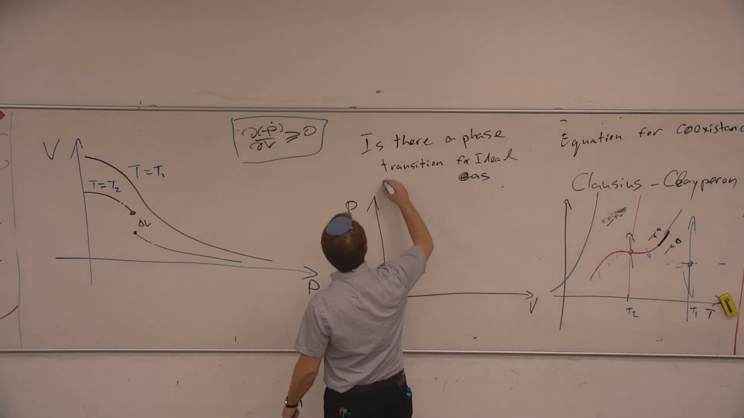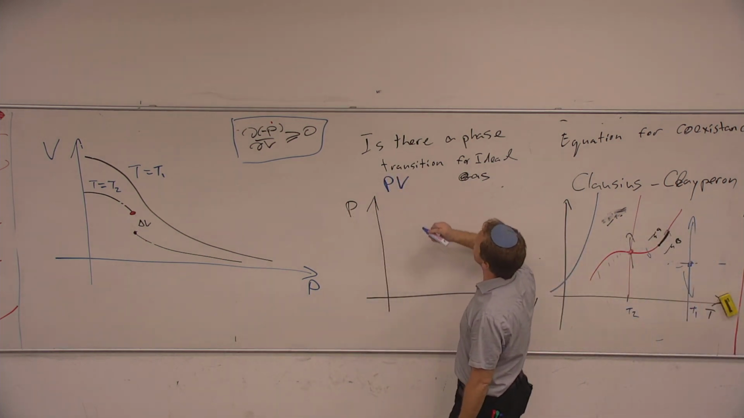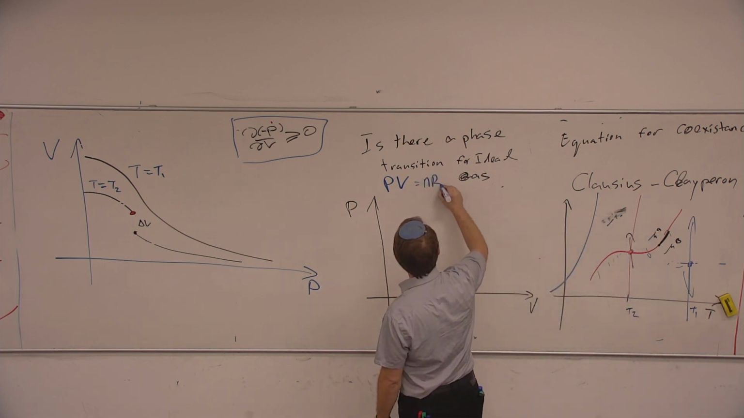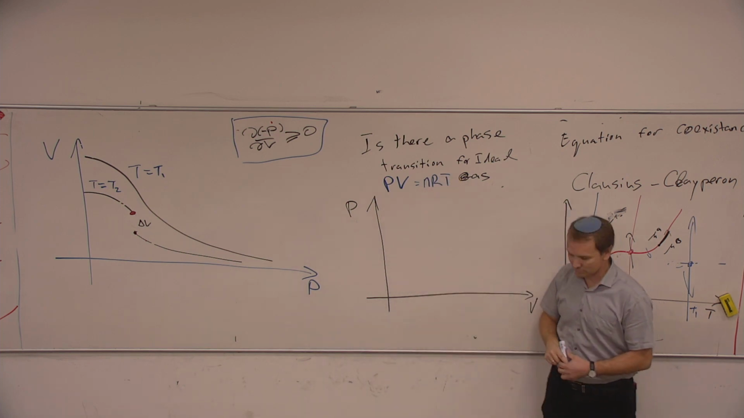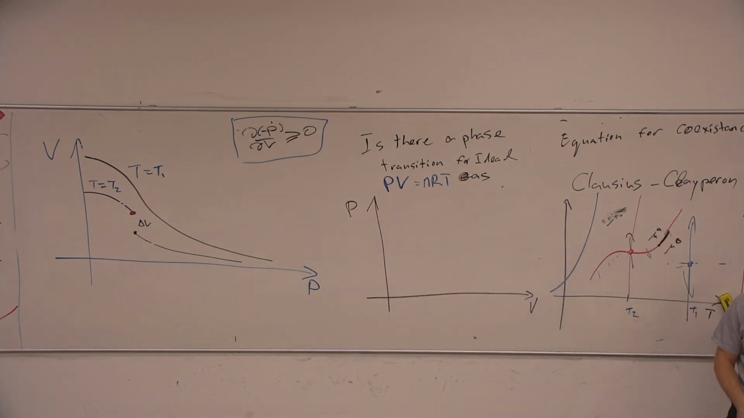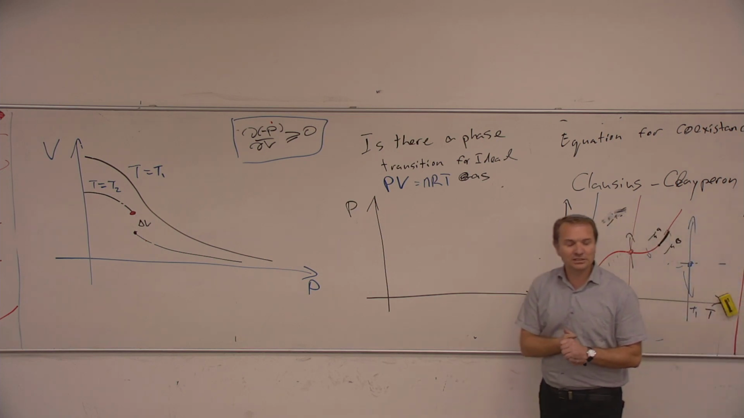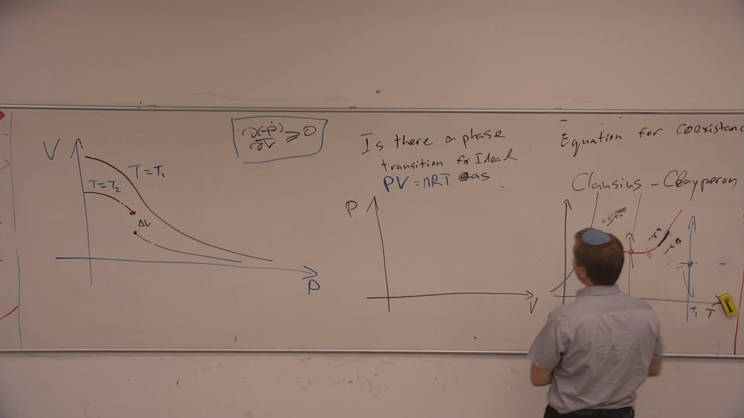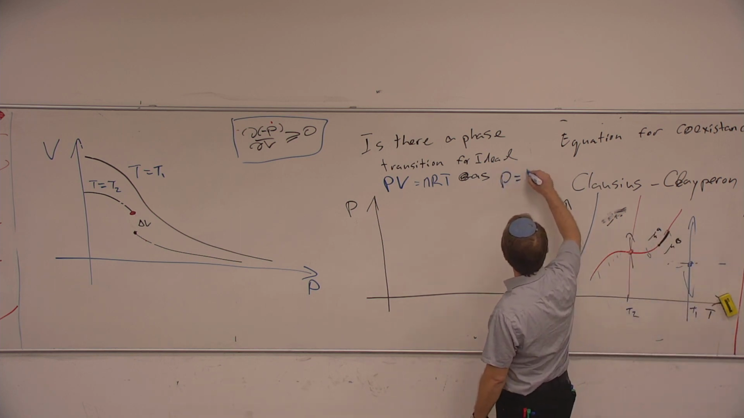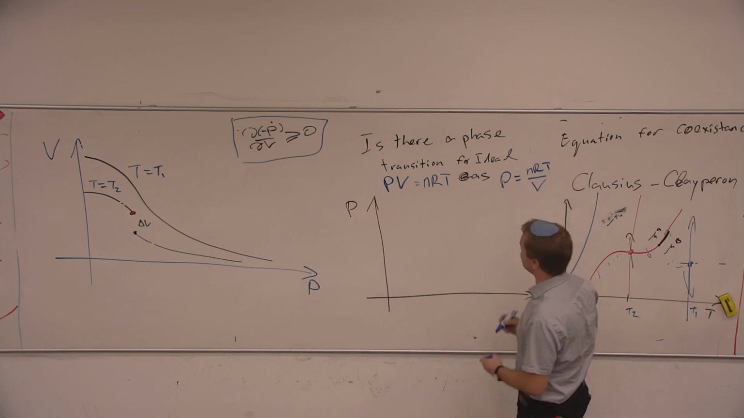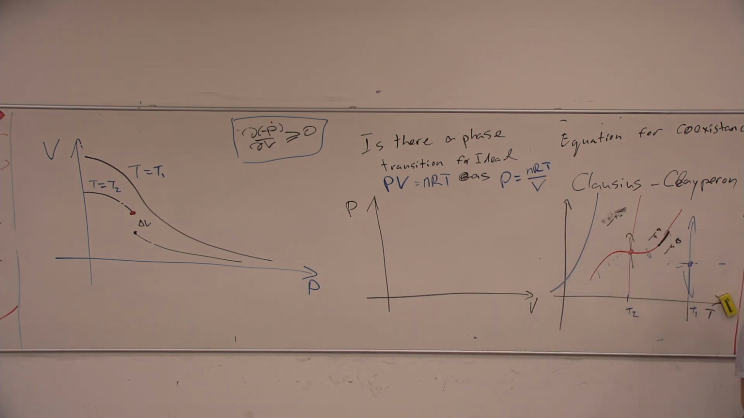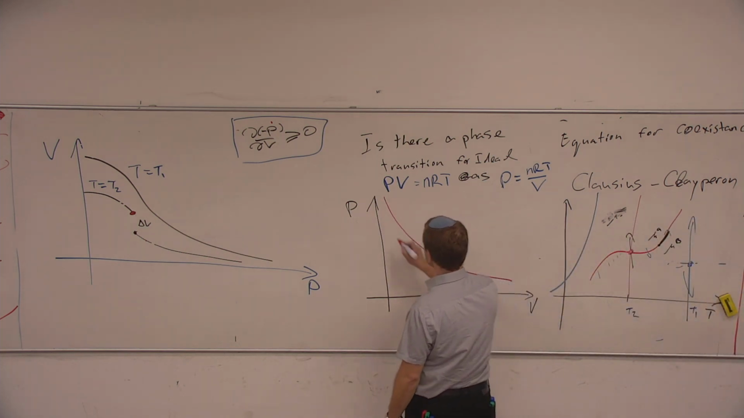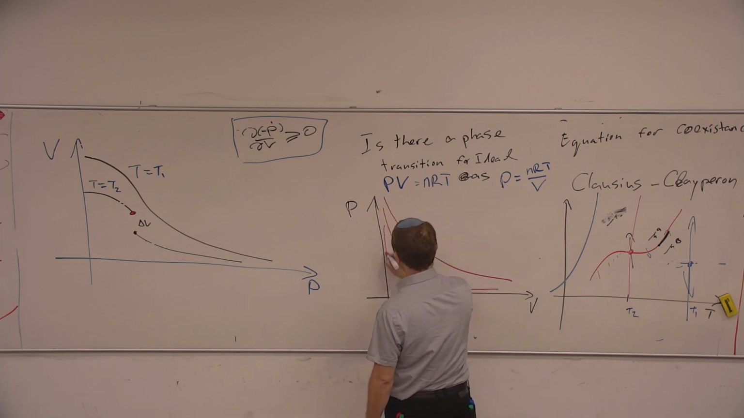Okay, so P and V. What is the ideal gas equation? PV equals nRT. Here n is the number of moles, R is the gas constant, T is the temperature, P is the pressure, V is the volume. So from this equation, I know that P equals nRT divided by V. How do those curves look? Like this. They just decay, and it doesn't really matter what T is.